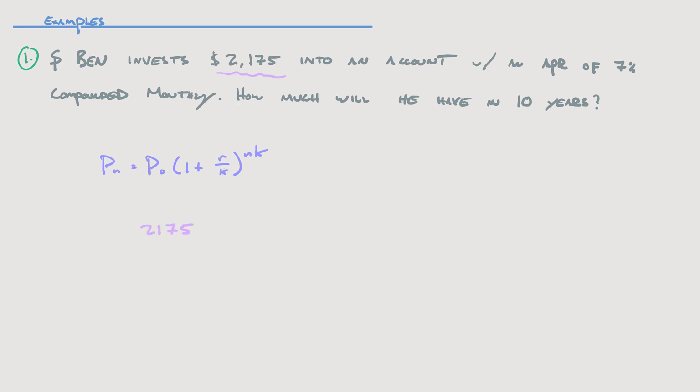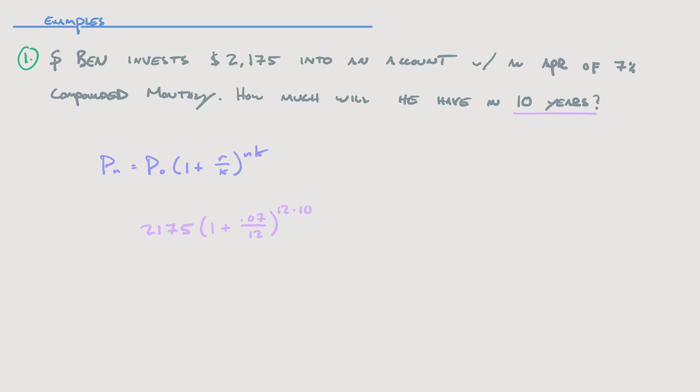So let's find that. First, we know the principal. It's $2,175. That's how much Ben is investing into this account. Next, we know that the rate is 7%. So it's 0.07 and it's compounded monthly and there's 12 months in a year. So this 7% interest rate is going to be broken up into 12 equal pieces throughout the year. And at every one of those intervals, we're calculating what the interest accrued is. We're calculating what the new balance is.